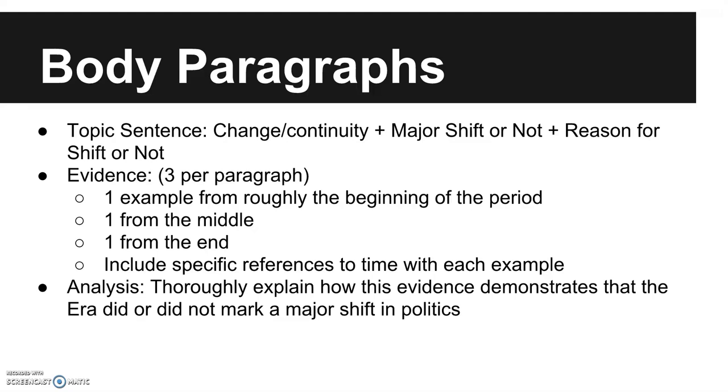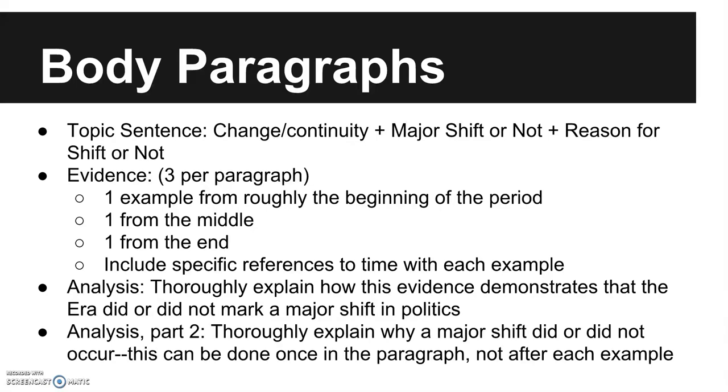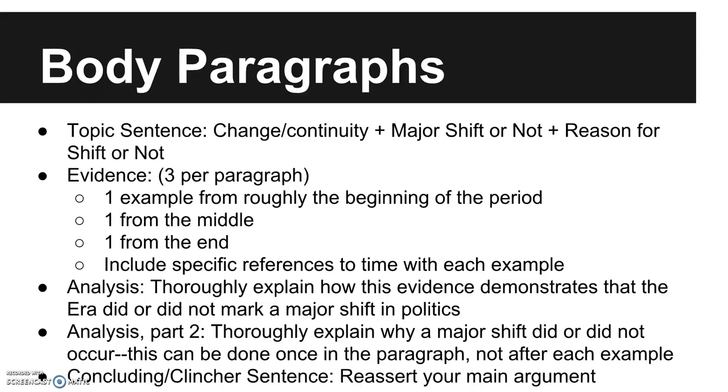At this point, we are not quite finished. We still need to thoroughly explain why a major shift did or did not occur. This can be done once in the paragraph, not after every example. Finally, the clincher sentence reasserts your main argument.